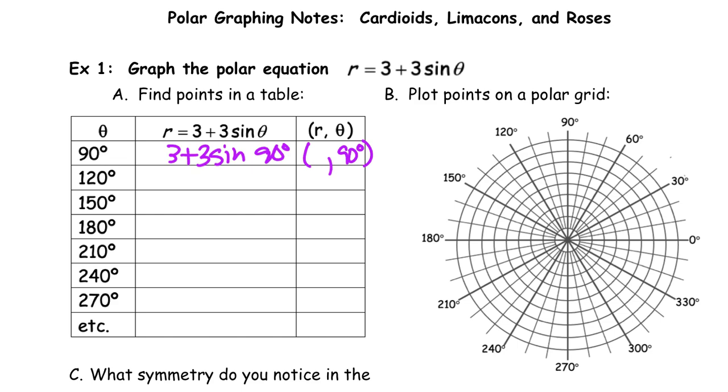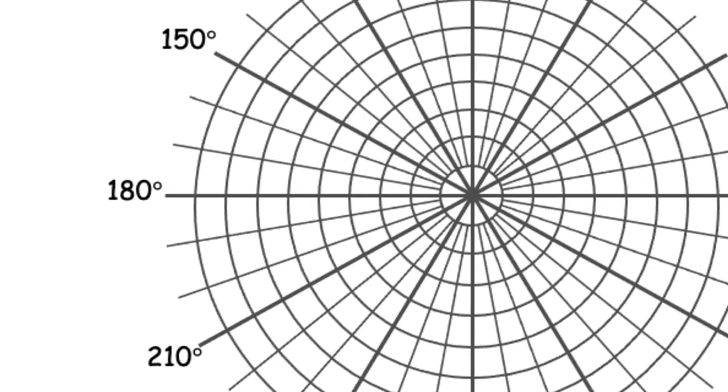Everybody agree? So then I would go toward 90 and I would count out 6, right? 1, 2, 3, 4, 5. And that would be my point right there.